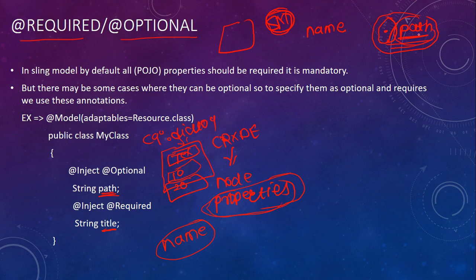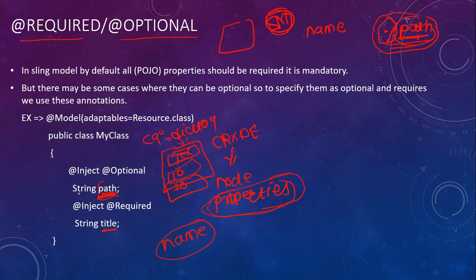So what is the name? This is the path. This resource name and this Java name should be the same. Both names should be the same, otherwise it won't map this path with this Java variable. This one is your node variable, and this one is your Java variable. This is the node property, and this one is your Java property.